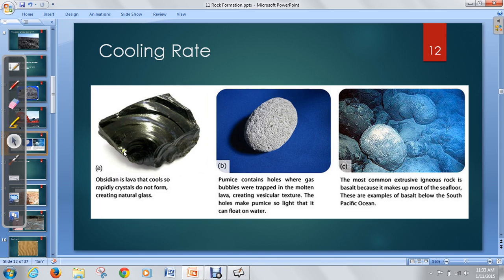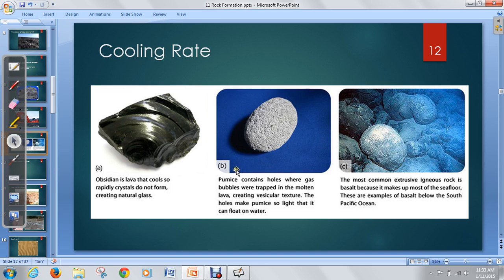The last thing we want to understand about igneous rock is that the faster you cool it, the more smooth it's going to be, and the more it's going to look like a black lava rock. So this right here is a chunk of obsidian. And it says this obsidian lava cools so rapidly crystals do not form, which means we just get this natural glass look to it. So obsidian is very smooth, very glossy, and that cooled very rapidly, whereas pumice contains holes.